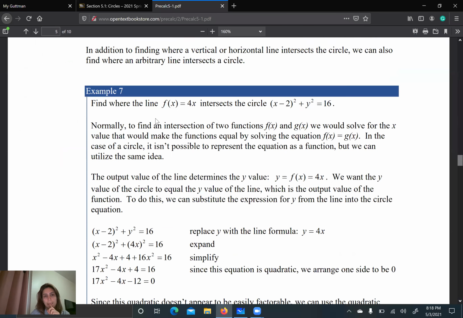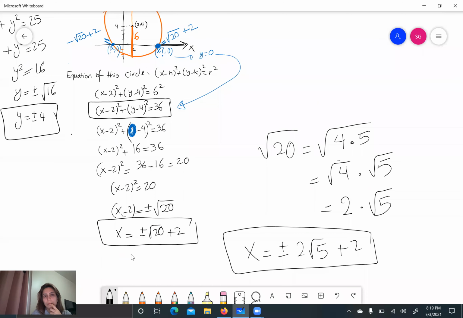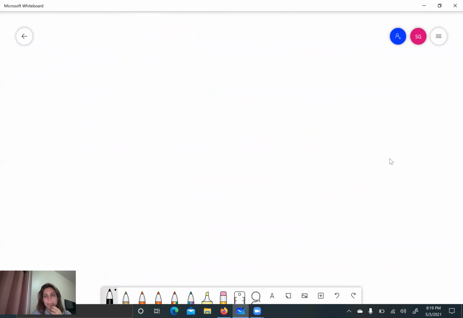Okay, what else? Find where the line intersects the circle. So we have a line, we have a circle, they intersect at how many points? I don't know, but let me draw that graphically, because I want to give you the picture.